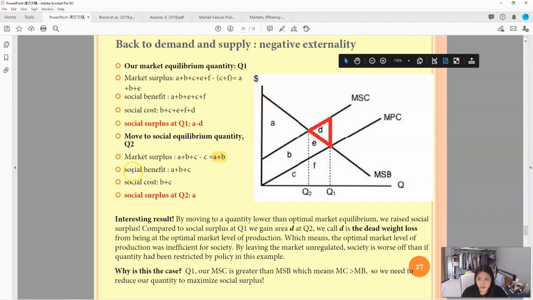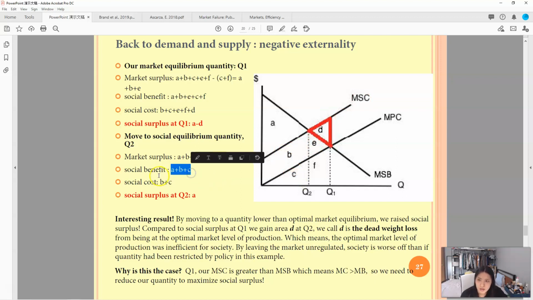And the social benefit at quantity Q2 would also be A plus B plus C. However, the social costs would be the area under the marginal social cost curve, B plus C. So the difference between social benefits and social costs, the social surplus at Q2, would be A.